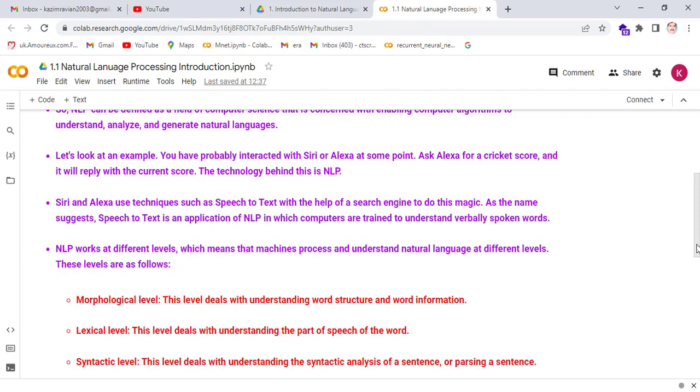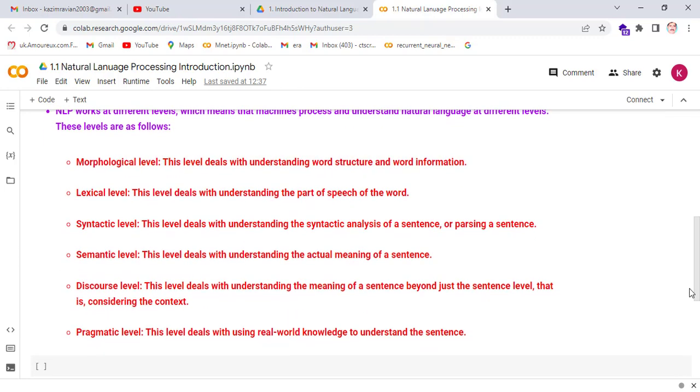Third, syntactic level. This level deals with the syntactic analysis of a sentence, or parsing a sentence. Fourth, semantic level. This level is all about the actual meaning of a sentence. Discourse level. At this level, natural language processing focuses on the context of a sentence or a paragraph. Pragmatic level. This level deals with using real world knowledge to understand the sentence.